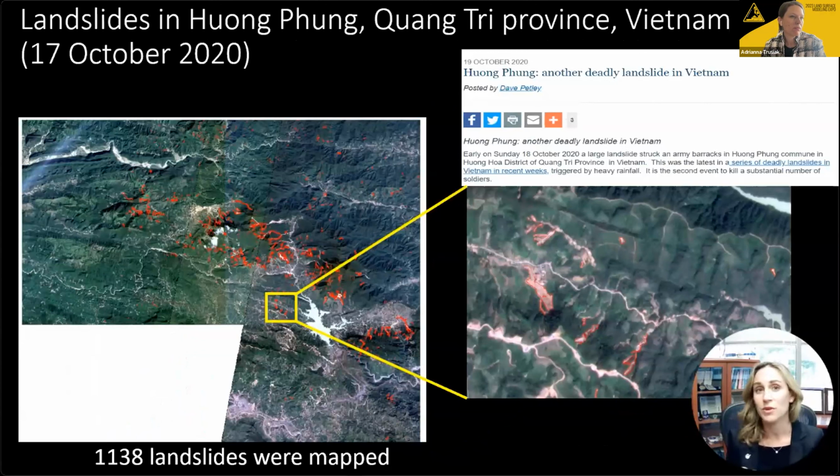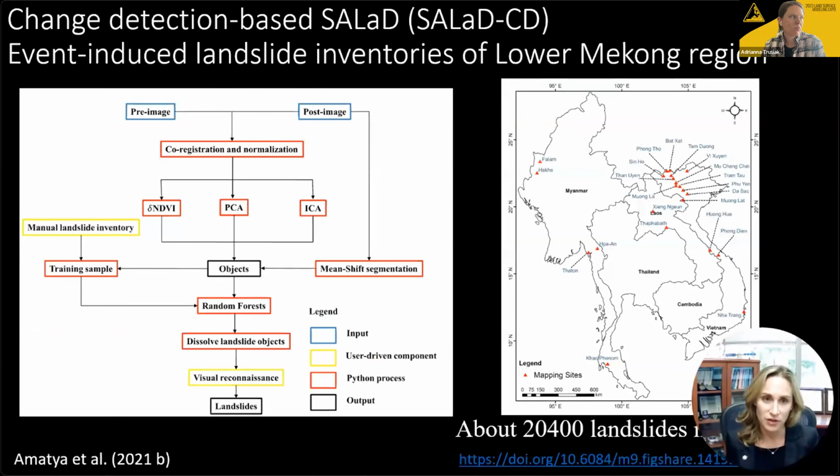So first I wanted to start with the mapping aspect of this, and so one of the key features is how can we rapidly, with a decent accuracy, assess where and when landslides are happening. This is an example from an event in Vietnam where we used an algorithm to better understand and map polygons of potential landslide activity. We do this with what's called the change detection-based SALAD algorithm, and this is from my colleague Bukharamatya and his team.